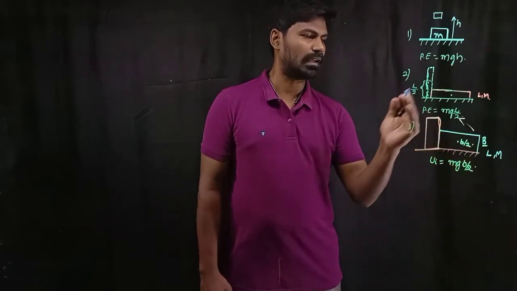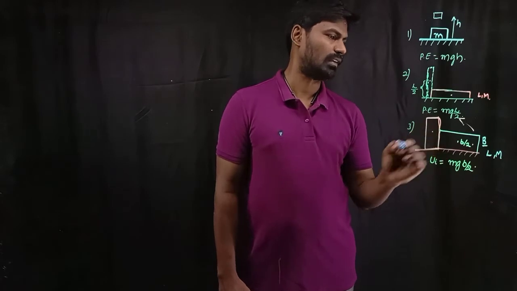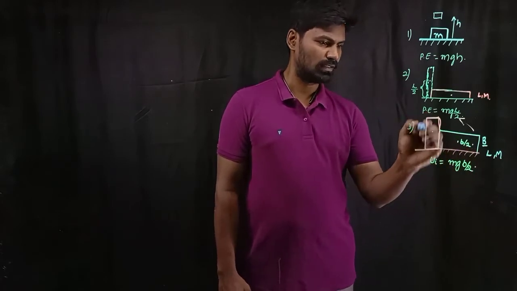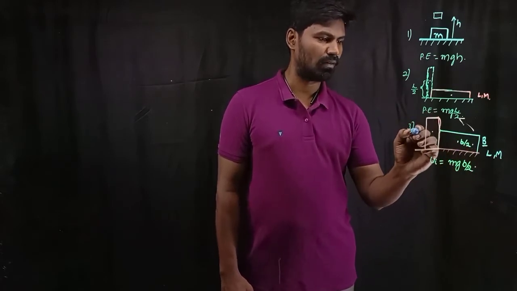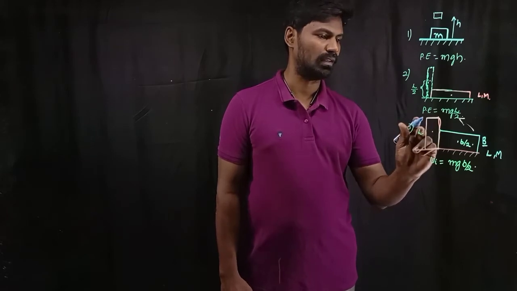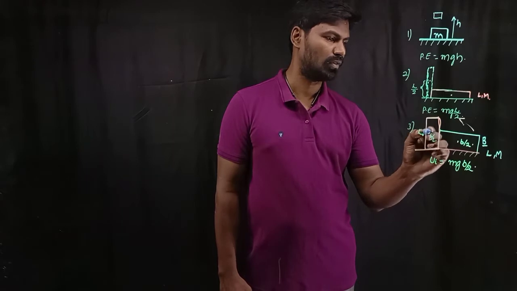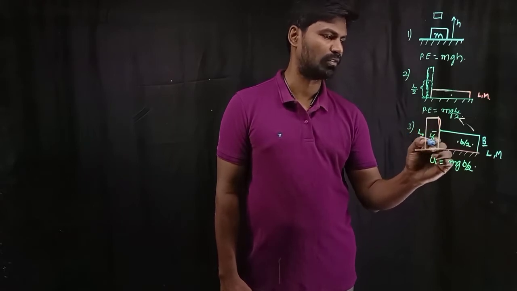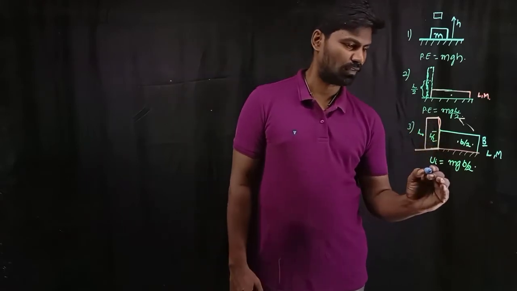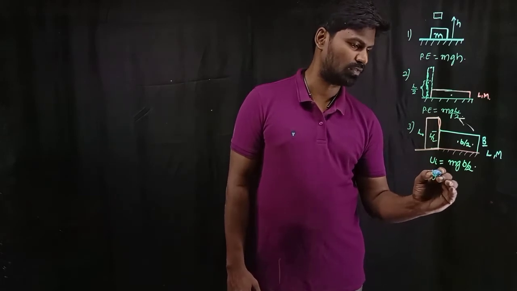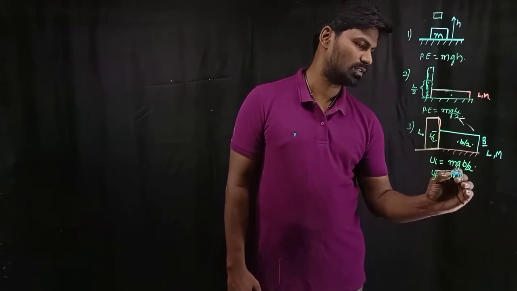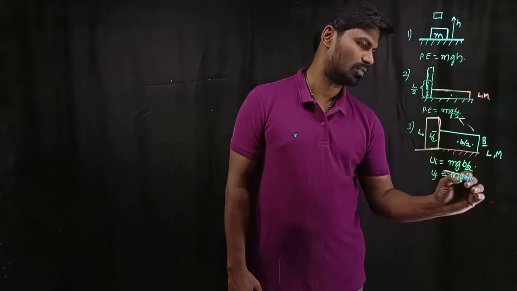When it is tilted and kept like this, what is the height of the center of mass? In this dimension, what is the length? L only. So the center of mass will be exactly at a height of L by 2 from this reference line. So what is the final potential energy of the configuration? UF is equal to mg into L by 2.